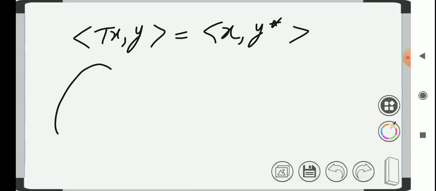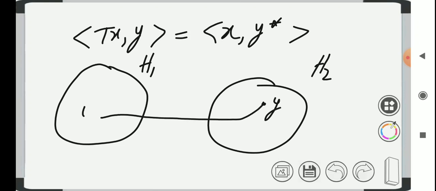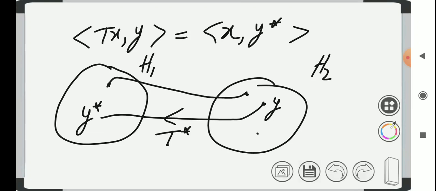Now our y was fixed. Let me show you again. This was our H1, this was our H2. Our y was fixed, and corresponding to this y we had an element here, y star. Hence if we vary y over H2, we get a mapping, which we will simply denote by T star. If we vary y over the whole space H2, we fix another element, we get another element by the Riesz representation theorem. Hence corresponding to every element we get a unique element here, which defines a mapping from H2 into H1.